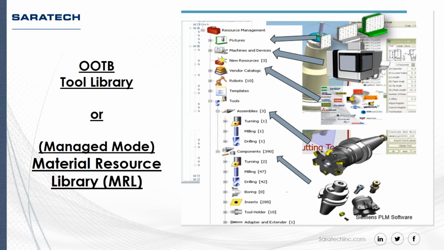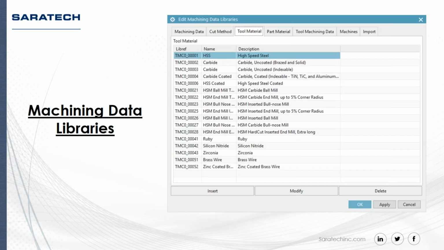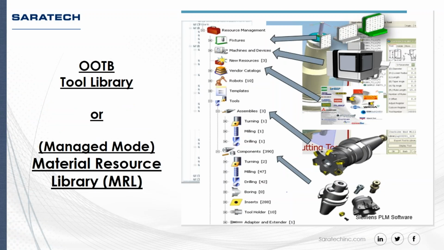So here are the first components of feature-based manufacturing. If you're using straight out-of-the-box NX, then it uses the tool library. NX has a large amount of tools that come out of the box in their tool database, whether that be end mills, T cutters, face mills, a lot of tools. It also uses, in managed mode, the material resource library. That would be in Teamcenter, where you can import different vendor catalogs complete.